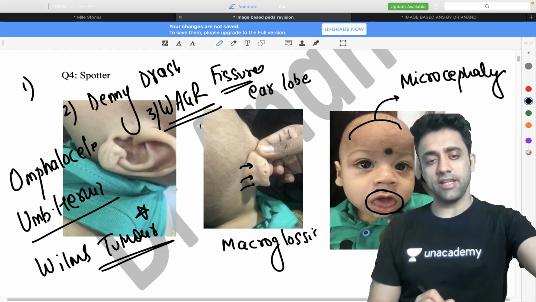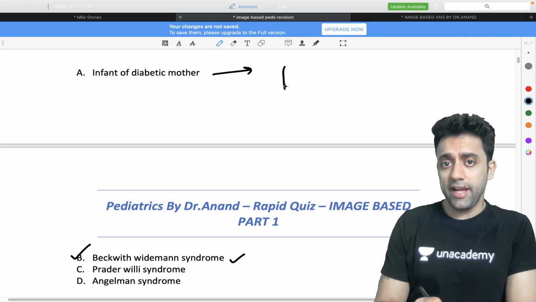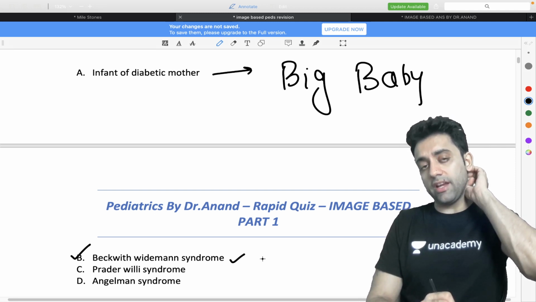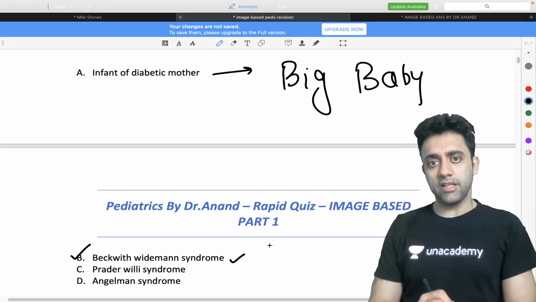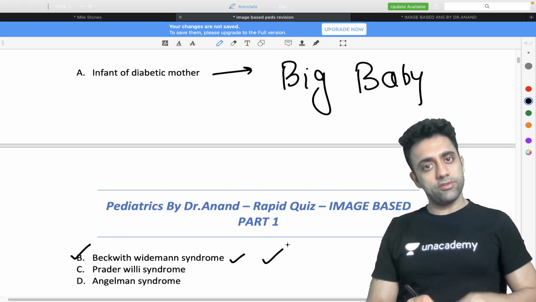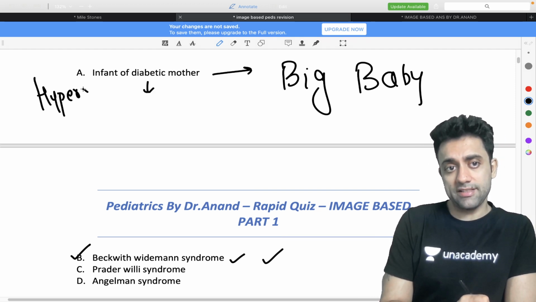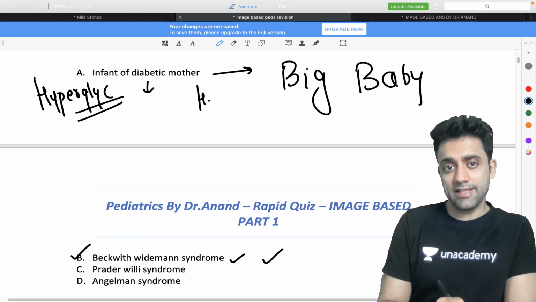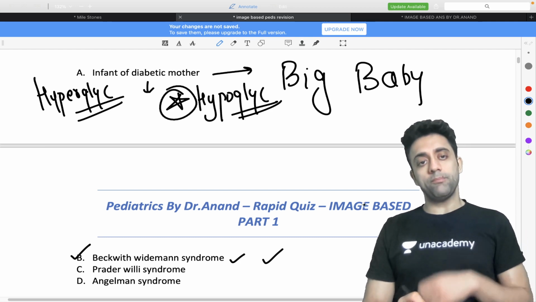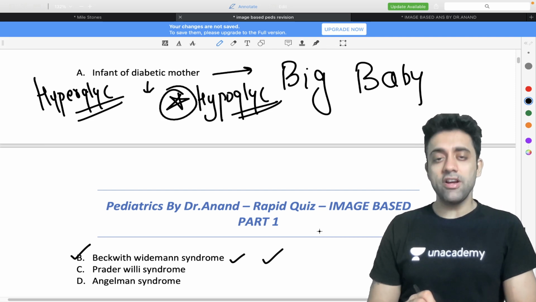This one is the case of Beckwith-Wiedemann syndrome. It's not infant of diabetic mother. In infant of diabetic mother, the baby would have been a big, heavy baby. Very important, in Beckwith-Wiedemann syndrome also, these babies are a little big. But in infant of diabetic mother, the mother will be hyperglycemic and the baby will be hypoglycemic. Very important. The mother will be hyperglycemic and the baby will be hypoglycemic in a case of infant of diabetic mother.